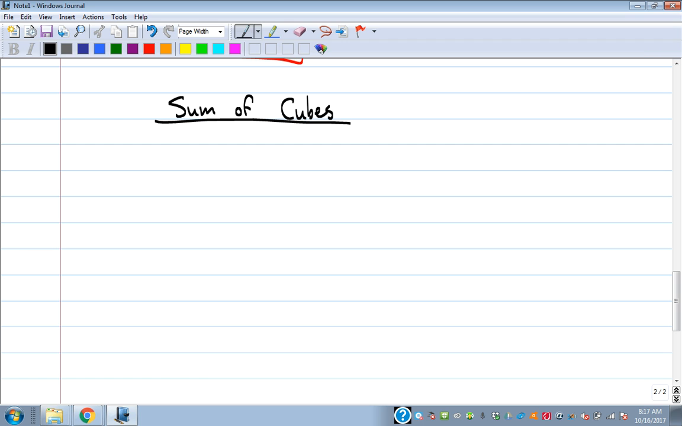It's a pattern. If you've got something cubed plus something else cubed, that's a sum of cubes because it's a plus sign. The way it factors is you've got a short piece and a long piece. Okay, the short piece is always the same sign, so it's a plus sign in the middle. And whatever is cubed in the front, like here it's A, goes in the front.